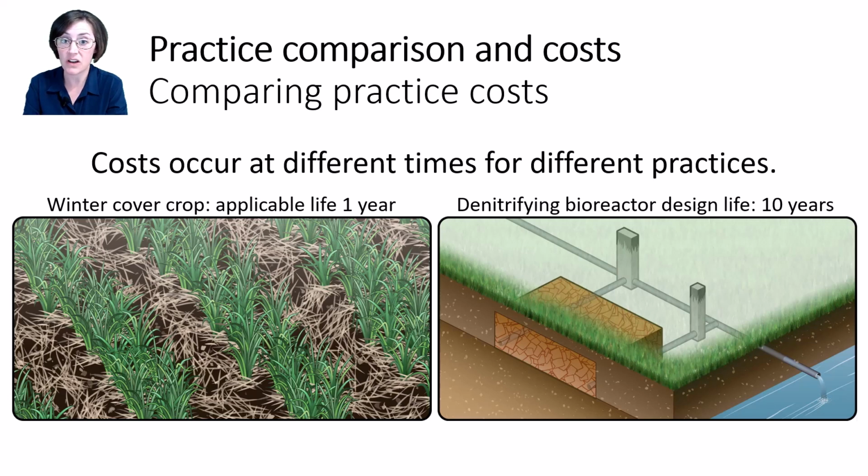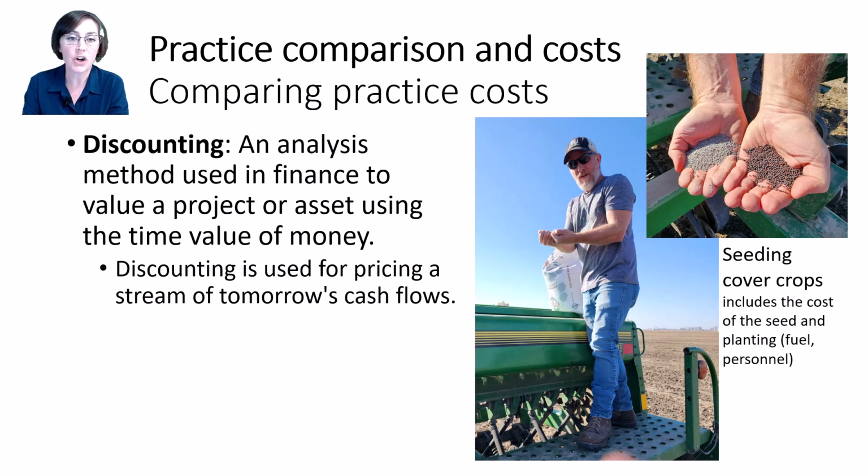In other words, the cost of planting and terminating that cover crop are annual costs that would be incurred every year you wanted to do that practice. This is very different from a structural practice like a bioreactor, for example, where the vast majority of the cost of the practice occurs in year one, but you receive the water quality benefits for the 5 to 10 year life of that bioreactor.